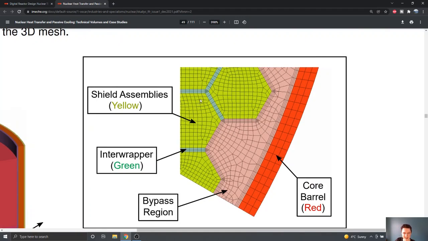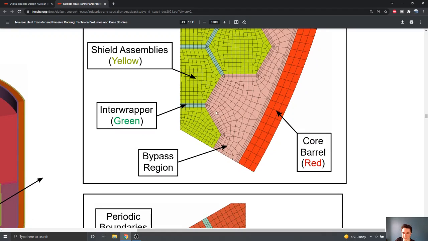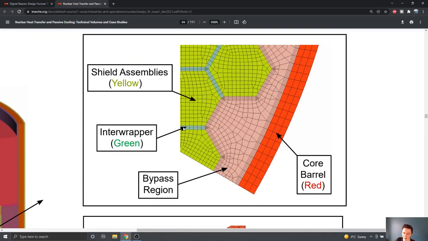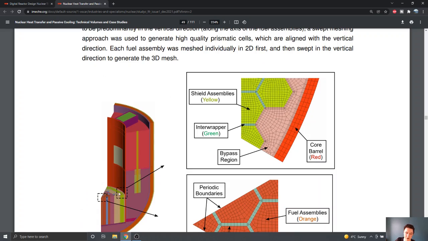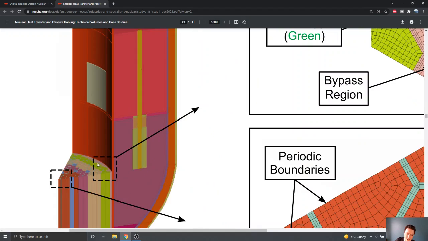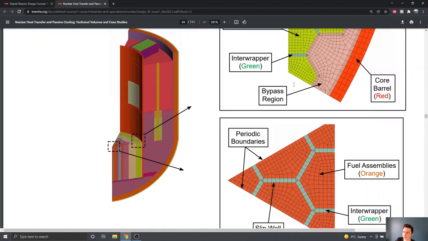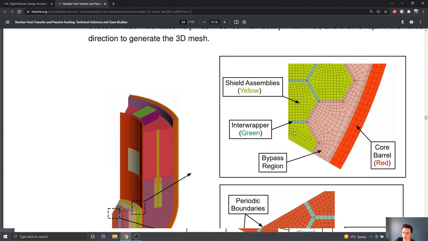And you can also see the edge of the mesh structure here, right near the core barrel. You can see the fuel assemblies go right the way up here, and then there's another region of flow, a bypass flow, which can flow around the outside of the core completely. We've also got that in the mesh structure there as well.